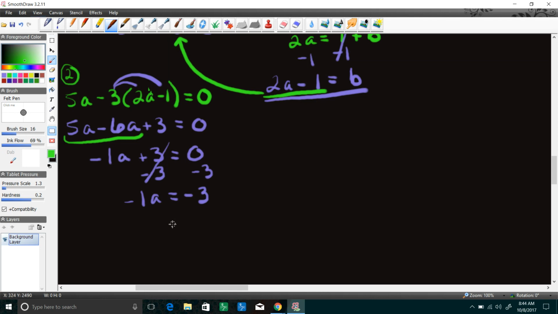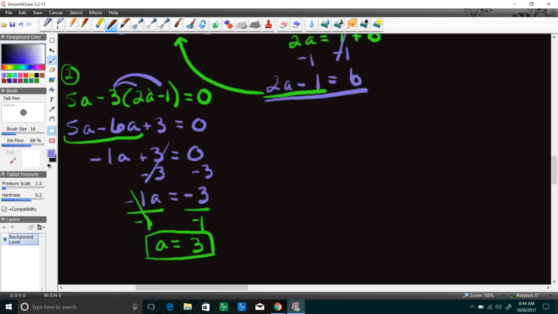And because I want to get my a by itself, I'm going to divide by that negative 1, which gets rid of it for me. So a is equal to negative 3 divided by negative 1, which is positive 3. So here is my a.